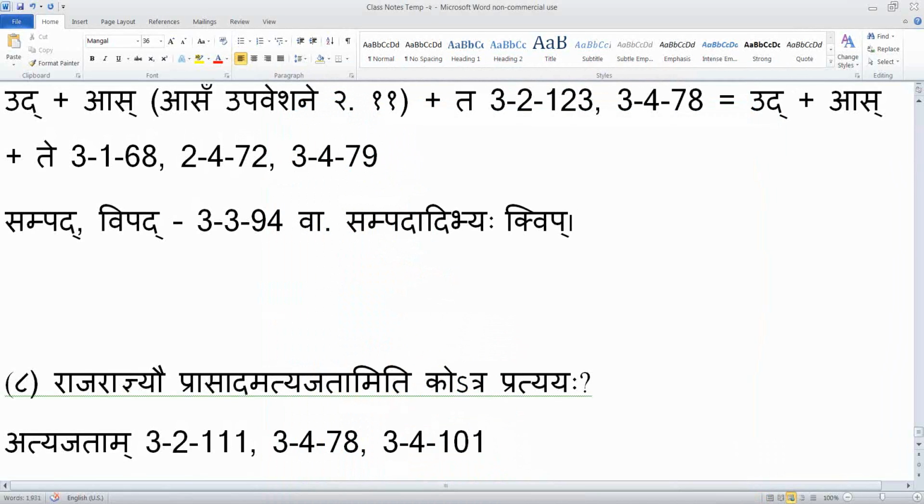Then last thing is that, of course, the vikarana shap is going to come. Kartari shap. Nothing special there. And so tyaja tam. And the ending makara of tam is not an it.